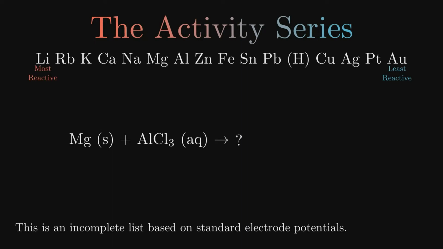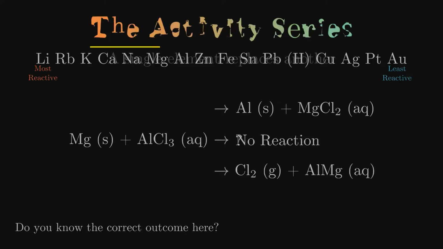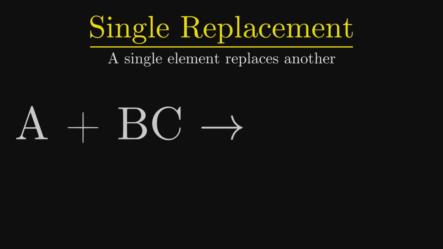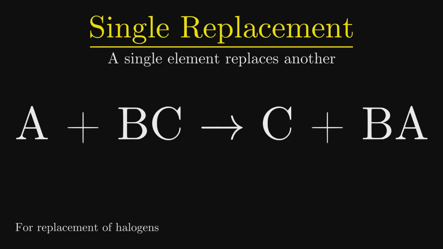Now, you may be aware that we can predict whether a single replacement reaction will occur by utilizing a list of the elements known as the activity series. This is certainly true, but also a topic for a separate video. We can easily make a general form of this equation: A plus BC yields B plus AC. What you'll need to remember is sometimes it will look like A plus BC yields C plus BA, but it's the same thing.